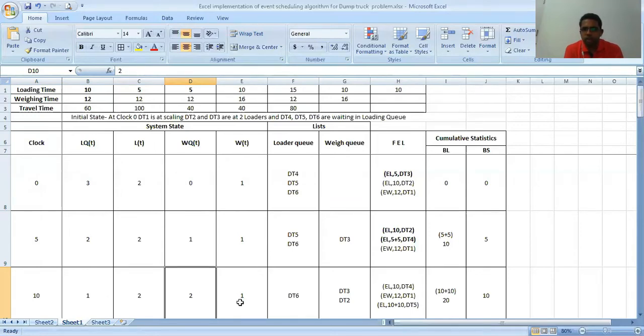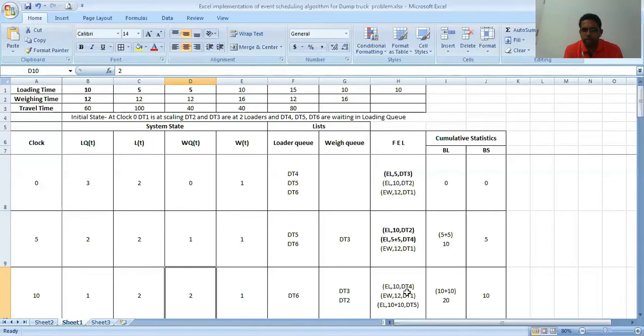Then WT is still remaining 1, and because you have decremented LQT, you are removing DT5 from the queue and it is going for loading. And you have incremented WQT. So based on the future event notice of the previous iteration, DT2 has to go into the queue of the weighing machine. That's the reason DT2 is next to DT3.